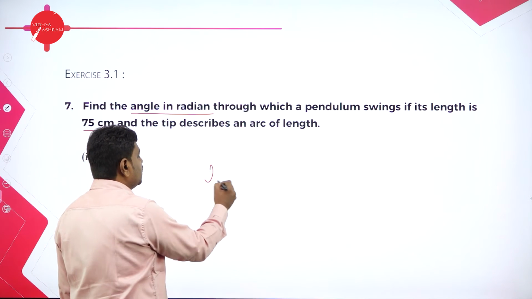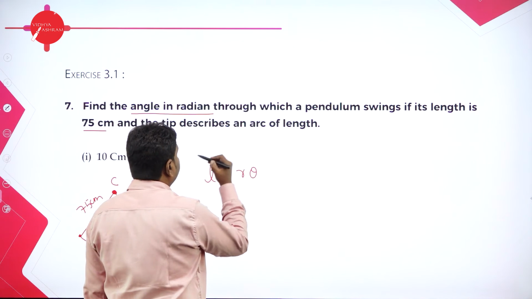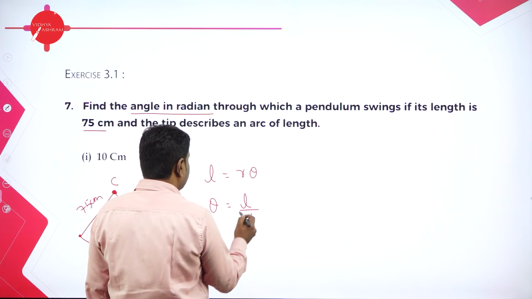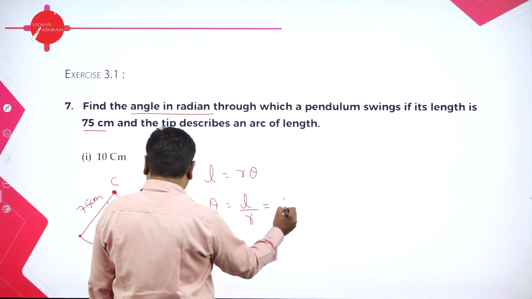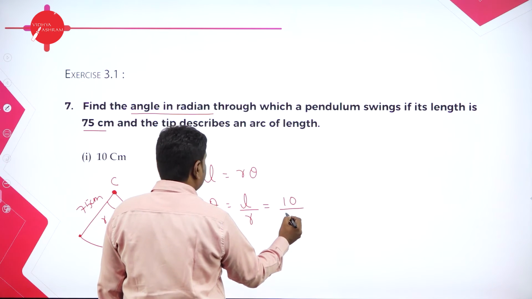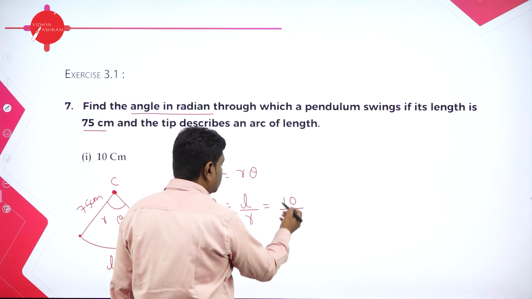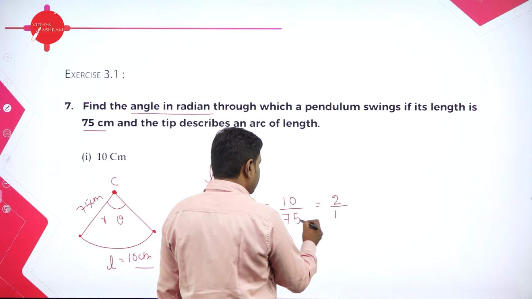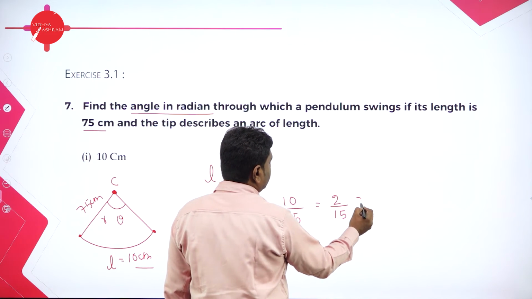So all of you know what is L? R theta, and they want you to find what? Angle. So what is theta? L by R. What is L? Arc length, 10 centimeter. What is R? 75 centimeter. Both are divisible by 5. So 5 2s are 10, 5 15s are 75, so 2 by 15 radian.